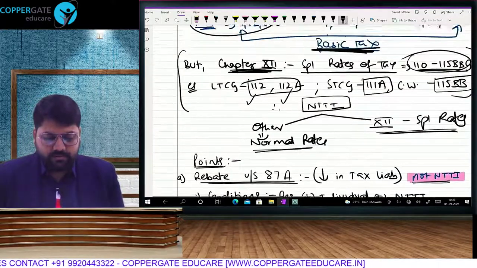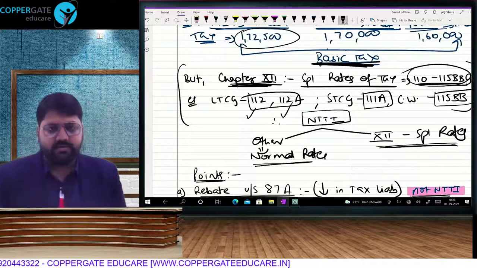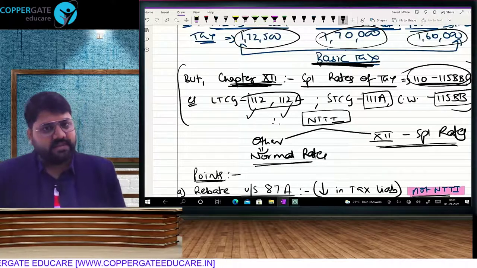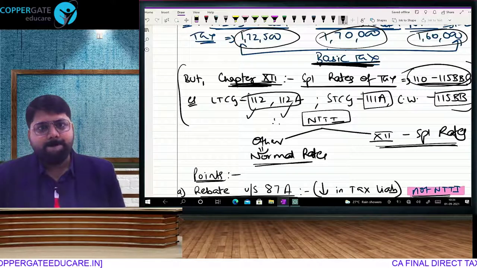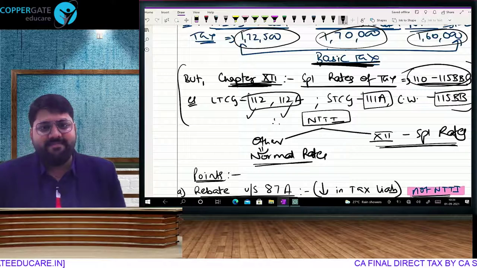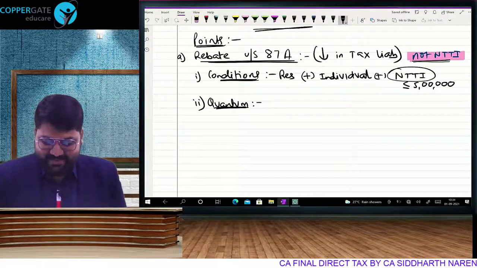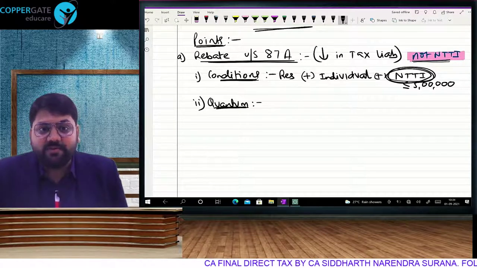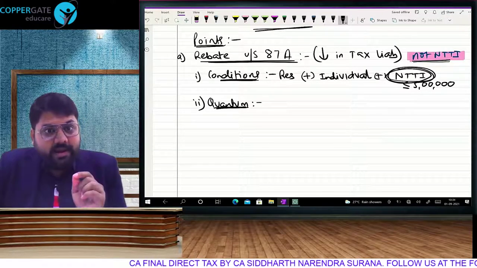So come here. First assessee, 170 to 500. Second assessee, 170. Third assessee, 160. You still have these amounts? They are all less than 5 lakh? And therefore rebate? Please be very careful. Very, very careful. You don't have to check the tax amount. You have to check the NTTI amount.